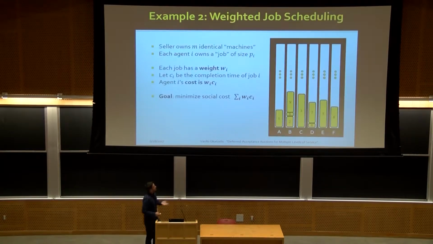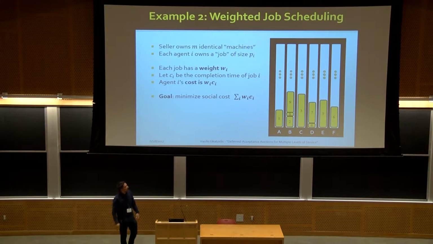A different example, which I'm going to spend some time later on talking about, is if you have multiple parallel, identical machines, and each buyer is just interested in processing. Each has a job of some specific processing time, and is interested in buying time, essentially, on one of the machines. So you have, in this example, let's say 6 machines. You have these jobs over here, and you want to schedule the job and have it completed.